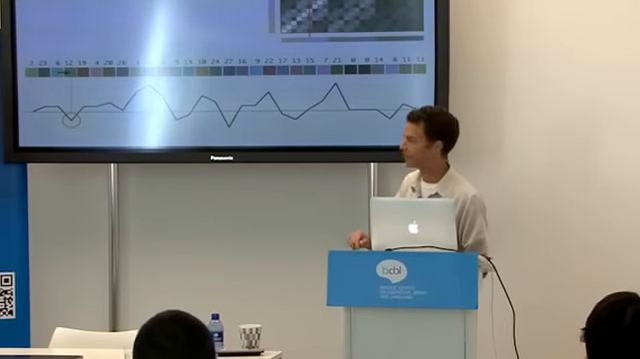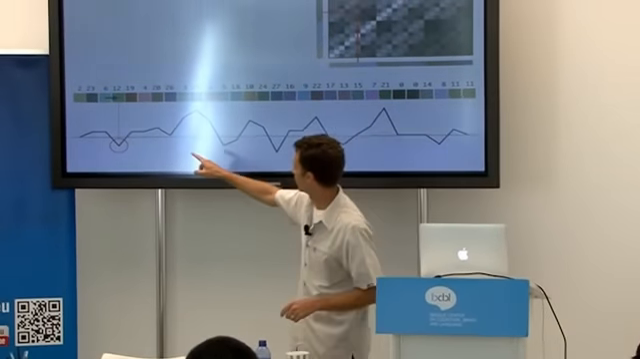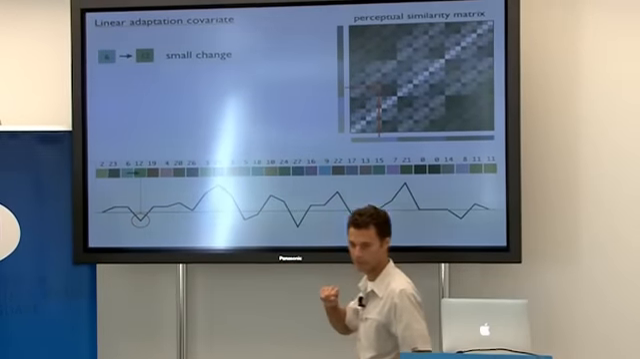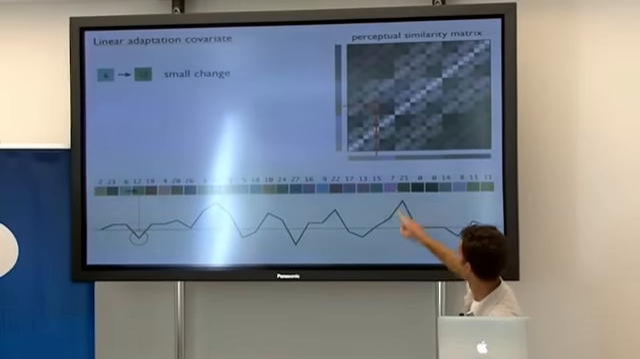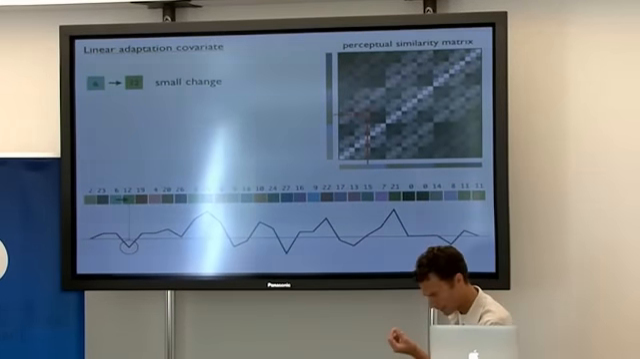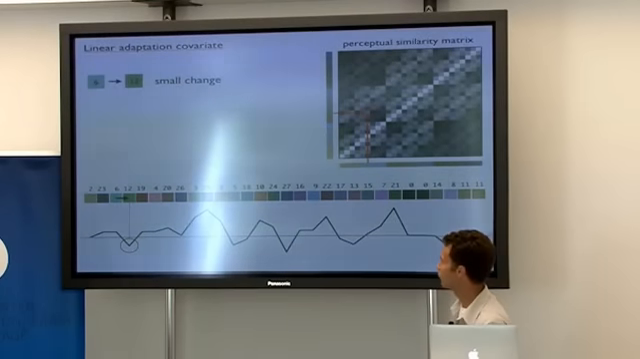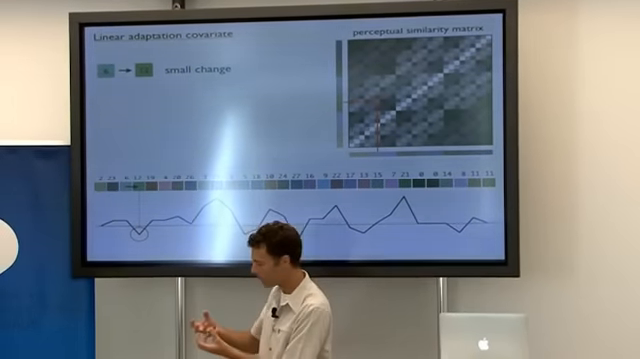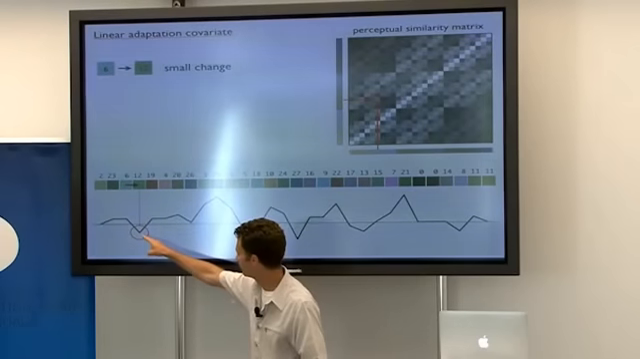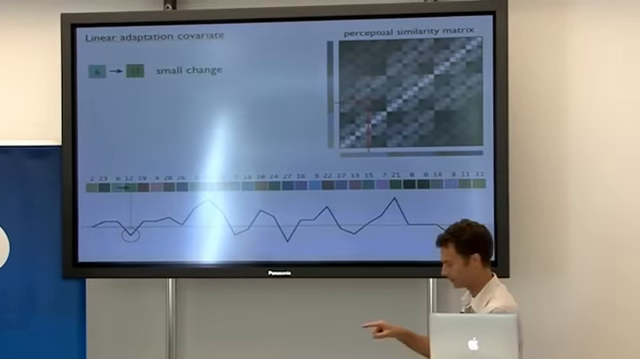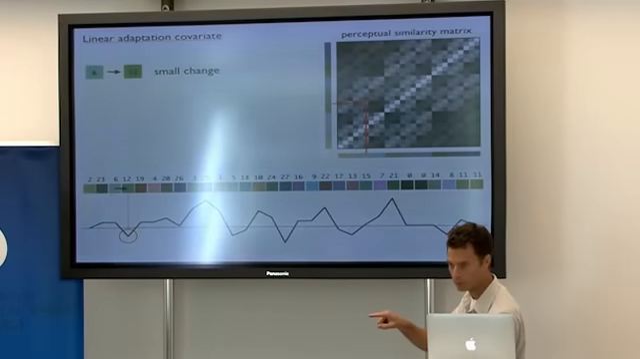Let me see if I can illustrate that. At this point, there was a transition between one shade of green and a different shade of green. Those two colors are quite similar, so their perceptual similarity is quite high. They look the same. So we would predict that the neural response, the modulatory response, would be very small. You would tend to have a small response to the color because it's quite similar to the one before it.